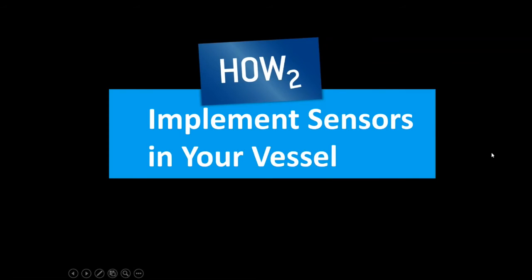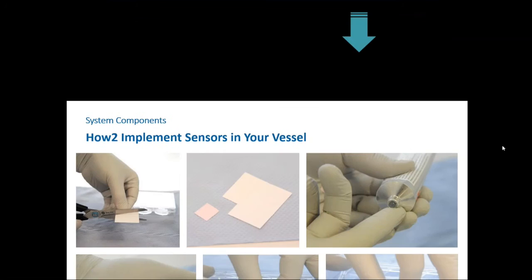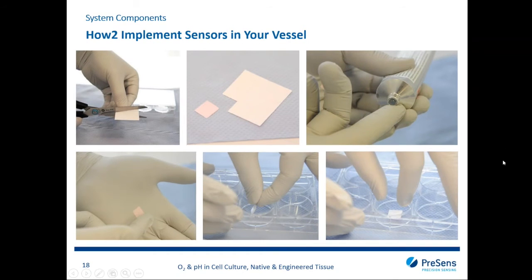So now let's head on to how to implement the sensors in your vessels. Actually, this is really easy. You get the sensor foil as a sheet of 40 times 40 square millimeters. You use scissors or a punching tool or a scalpel to cut it into your desired shape or size. You use the provided glue, put it on the colored backside of the sensor, which is facing the detector, and stick it into your transparent vessel. After the glue is dried, you can already use it.